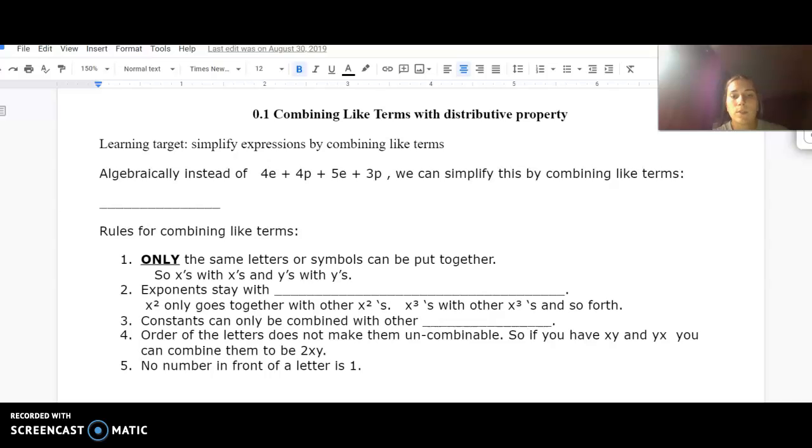Hey guys, so today we are going to learn about combining like terms with distributive property. We're going to start off with me going through some rules, and then I will walk you through some practice problems, and then after that you will have time to do some more practice problems on your own and have time to ask questions.